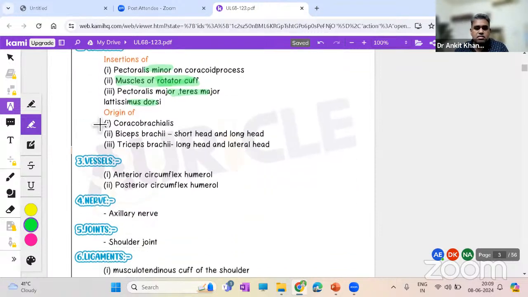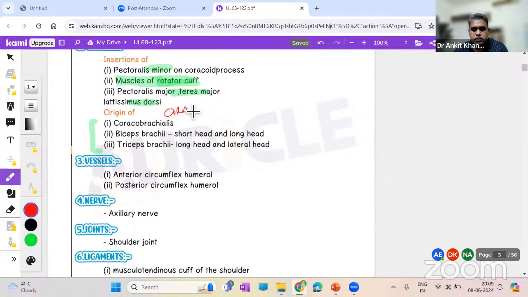It has the origin of these muscles. Why? Because these muscles take mainly origin from the coracoid process. The coracoid process helps in the origin of coracobrachialis and the short head of biceps, and the long head comes from the supraglenoid tubercle. So they are all under the deltoid. The long head of triceps comes from the infraglenoid tubercle.